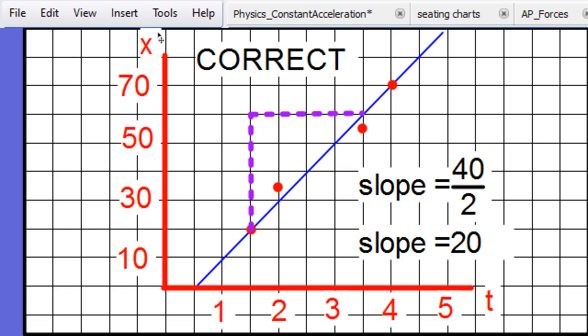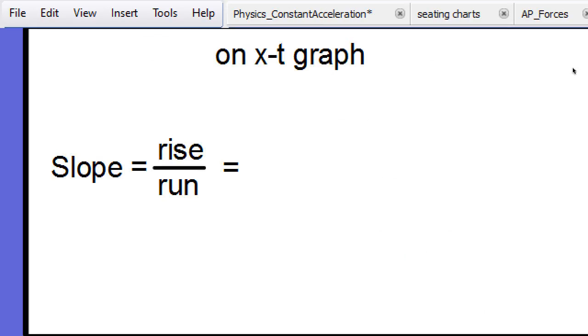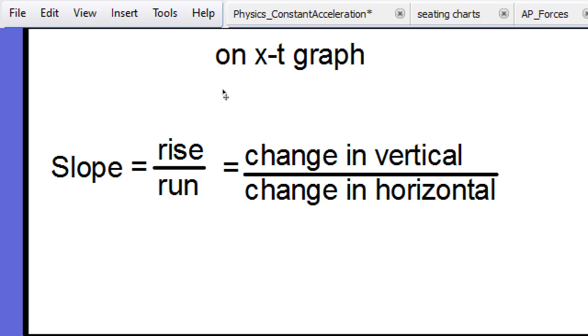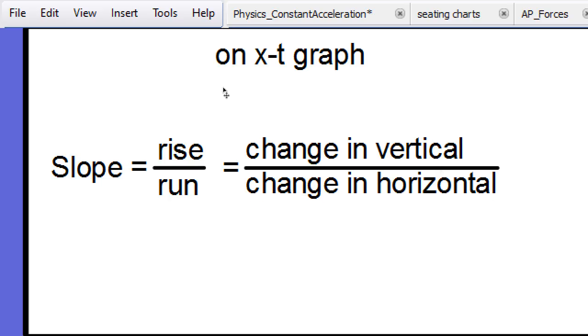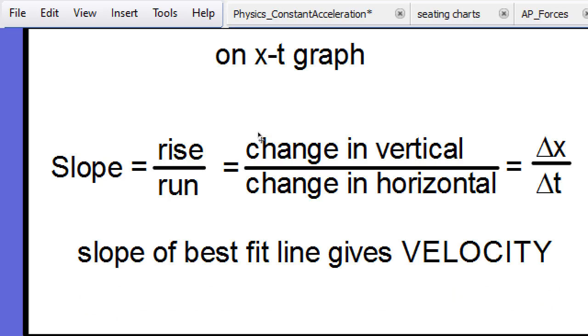But, you might ask, why do we even care about the slope, Mr. Saslow? Well, you may recall from notes that on a position time graph, the slope is the rise over the run, so it's the change in the vertical over the change in the horizontal. Vertical is your x, so it's your change in x. And horizontal is t, so it's your change in t. Slope gives you delta x over delta t, which is velocity.